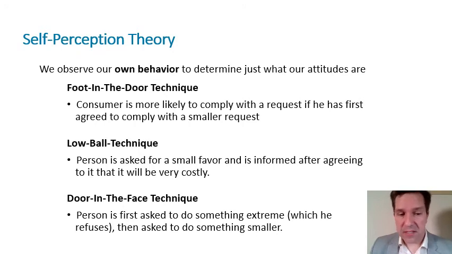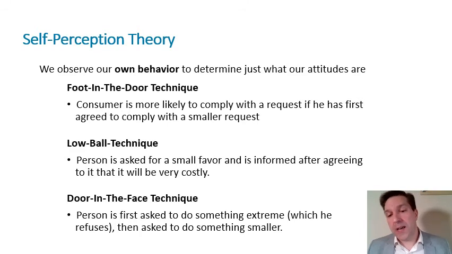Or you can do the opposite: the door in the face technique. The idea with that is, first you make a request that is outrageous, that nobody will agree to, and they are going to tell you no. But after that, you request something that is a little bit more reasonable. And because of the contrasting effect between the first no and the next thing that you're asking, people are more likely to actually agree to the second thing.